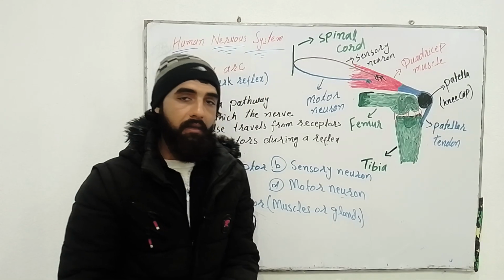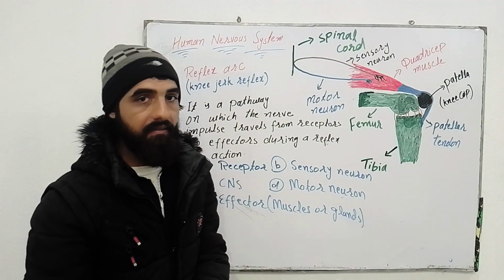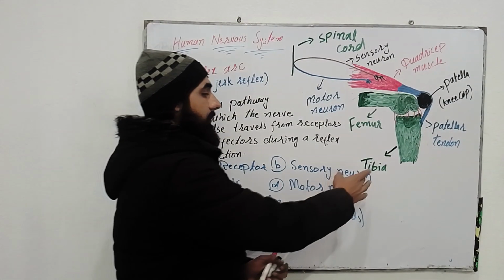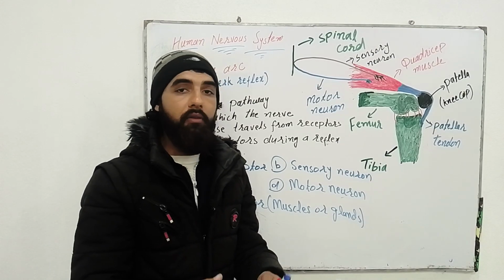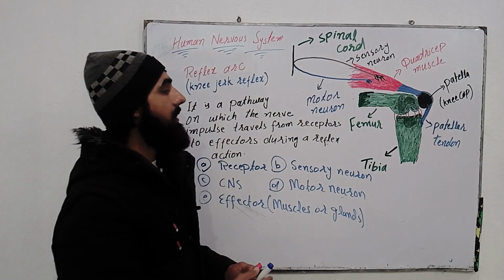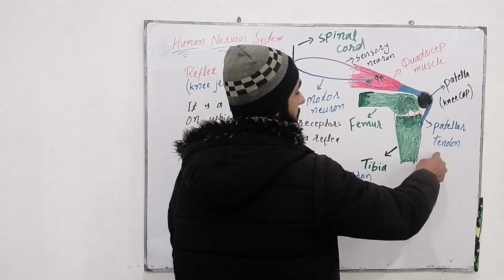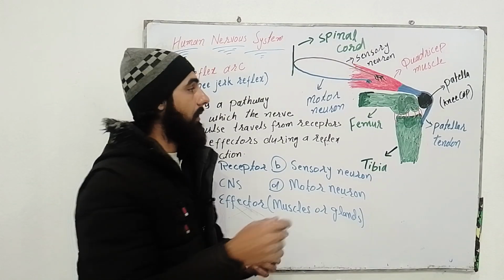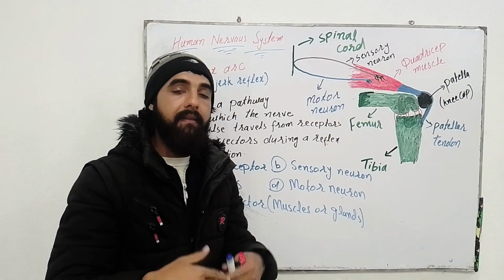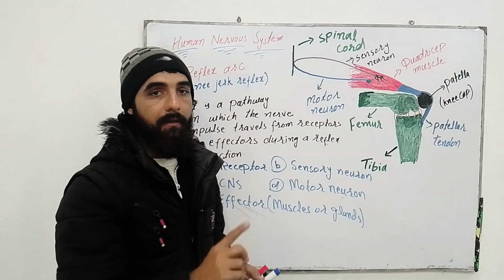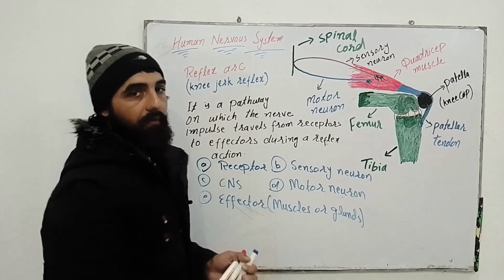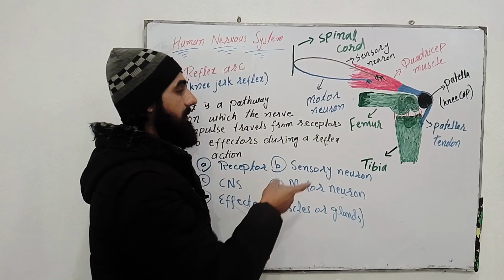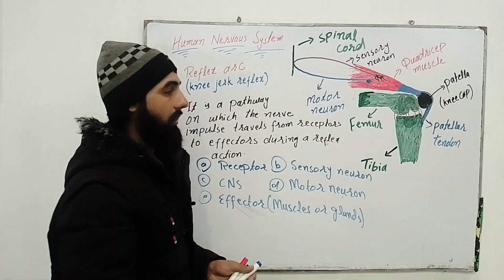If someone is sitting in a cross-leg position and his upper leg is relaxed, so that his shin bone or tibia can easily move, and he taps his patellar tendon with the edge of his hand, he will notice that his leg is kicking. This phenomenon is called knee-jerk reflex. Now we are going to discuss the mechanism, that how the signal travels in a knee-jerk reflex.